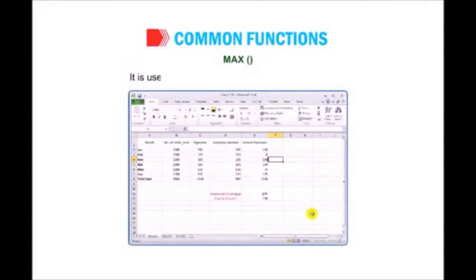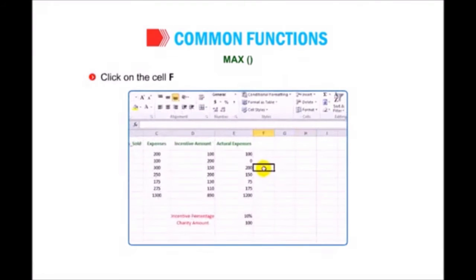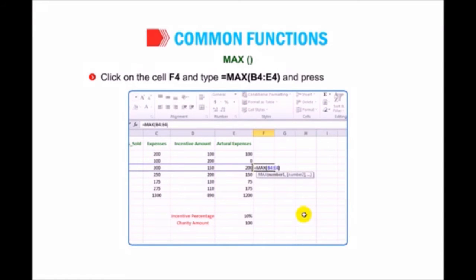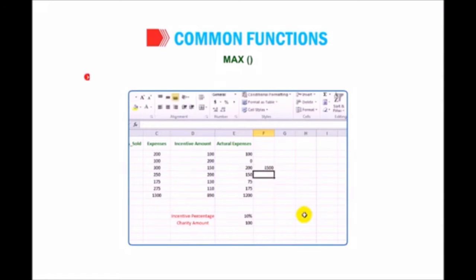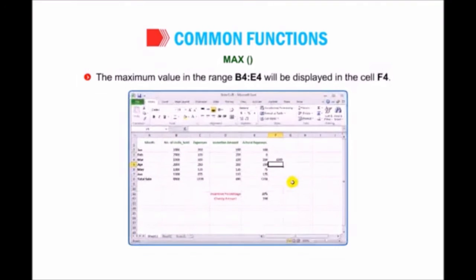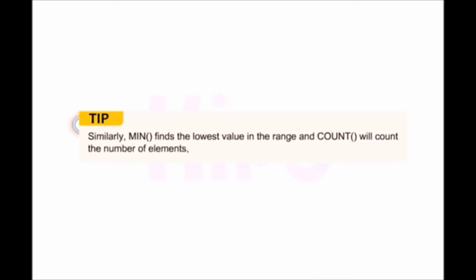MAX. It is used to find the largest value in the given range. Click on the cell F4 and type =MAX(B4:E4), and press the Enter key. The maximum value in the range B4 to E4 will be displayed in the cell F4. Let me give you a tip. Similarly, MIN() finds the lowest value in the range and COUNT() will count the number of elements like words, numbers, etc. in a given range.